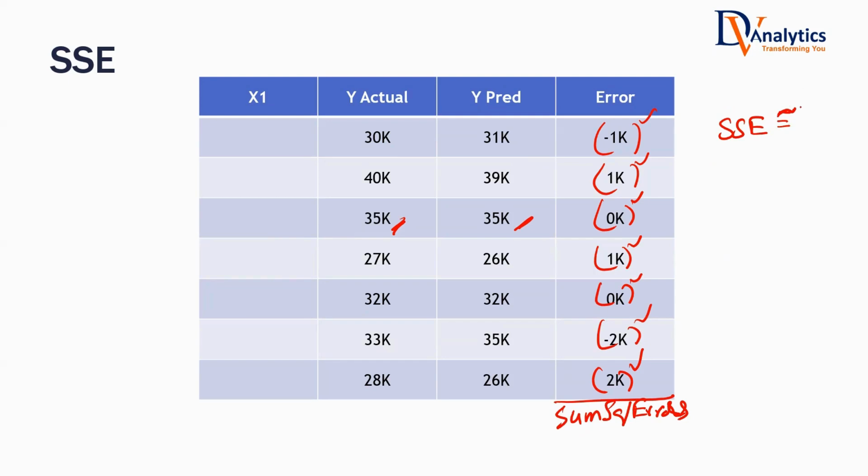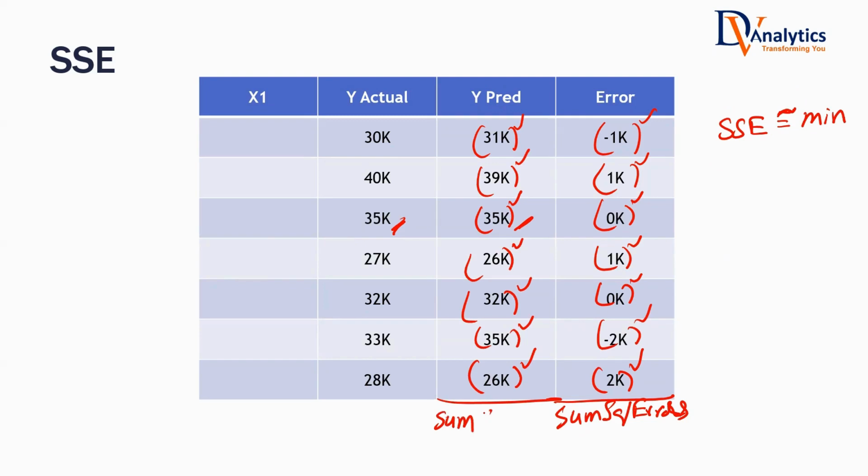It should be as minimum as possible, very near to 0. Now, these are the Y regression predicted values. If you take the squares of all these regression predictions, then take the summation, that is known as sum of squares of regression predictions. This is denoted by SSR.